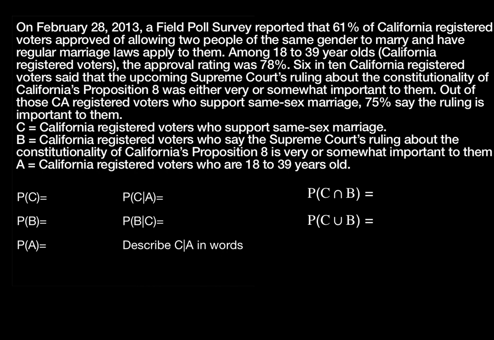Next is knowing how to calculate probabilities. So if we take this scenario, it says among 18 to 39-year-olds in California, this was a while ago, like 10 years ago, Prop 8, they found that the approval rating for that was 78%. So C, California registered voters, those who support same-sex marriage, this was then 78%.